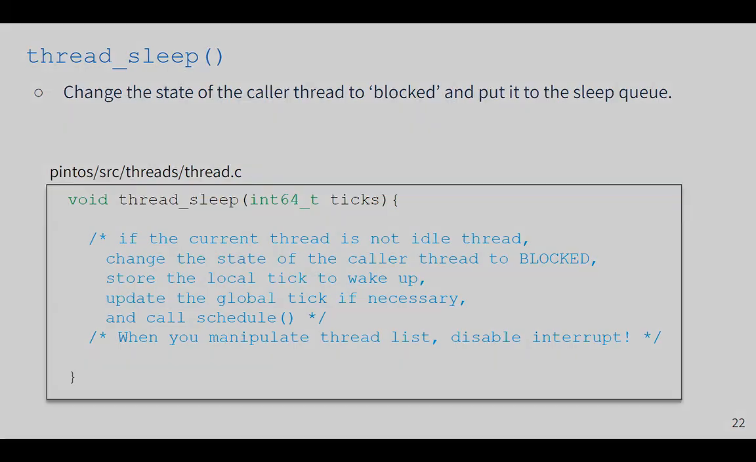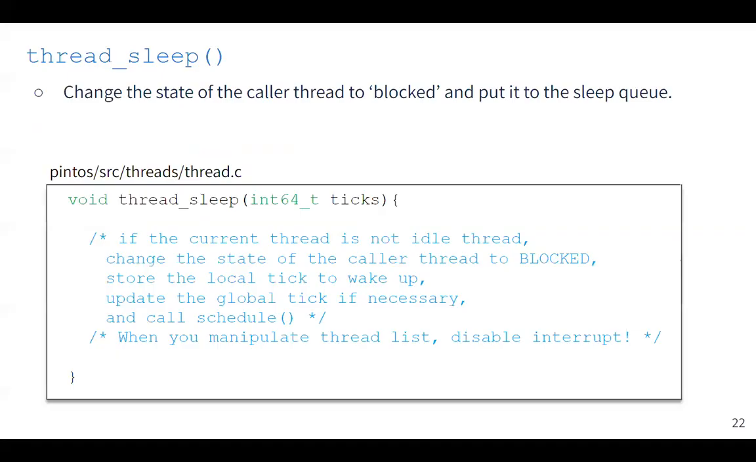So the thread sleep function that you should implement should change the state of the caller thread to blocked and put it to the sleep queue. So you would want to implement a new function, thread sleep, and it should do this: if the current thread is not the idle thread, change the state of the caller thread to blocked, store the local tick to wake up, update the global tick if necessary, and call schedule to schedule another thread.